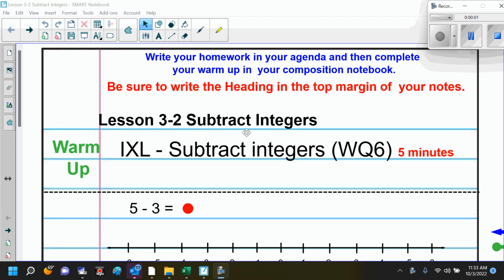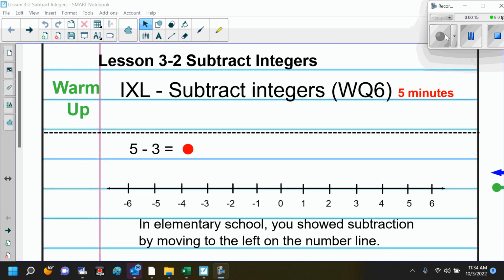We are doing lesson 3-2, which is subtract integers. You already started off your warm-up with an IXL, and that just gave you an idea of what we're working on today. So we're going to start with a number line. Now, in elementary school, you showed subtraction by moving to the left on the number line, correct?